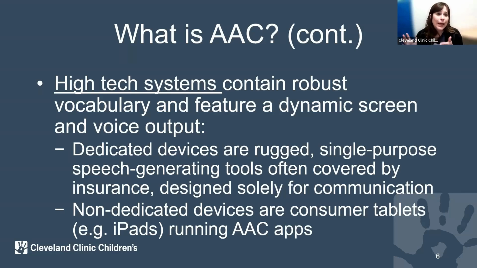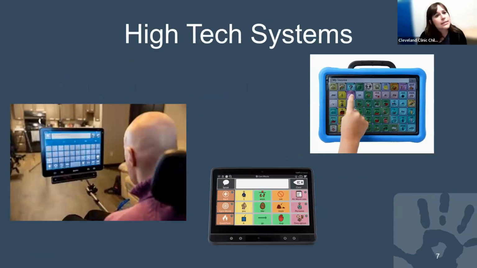You purchase that separately, add it on, and then you have all your other apps plus your AAC on it. Some of these high-tech systems look like these pictures here. We've got a user all the way on the right who is using a finger point with a key guard to help make their selections. You have another type of system at the bottom from Tobii Dynavox, and then you have one here on the left, which is showing an eye gaze user.